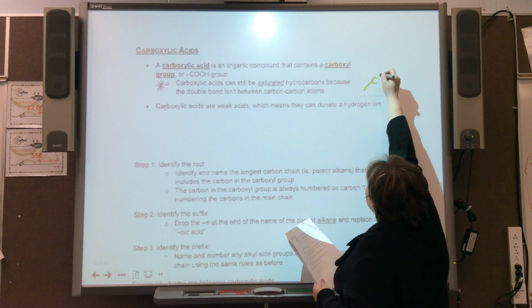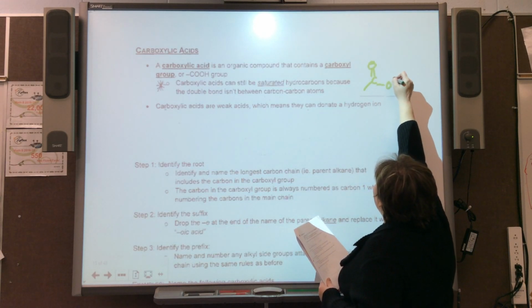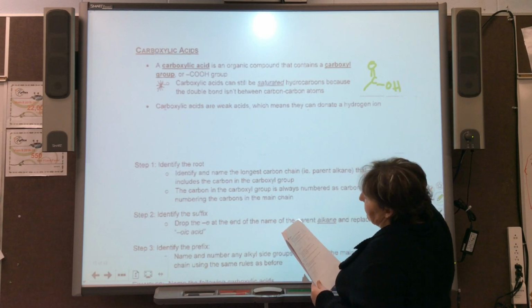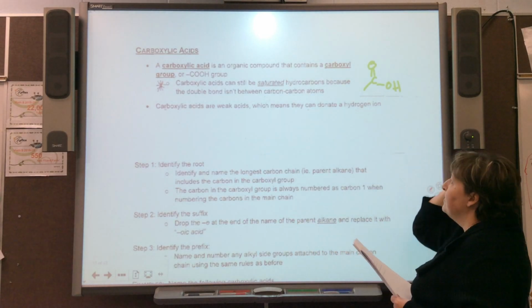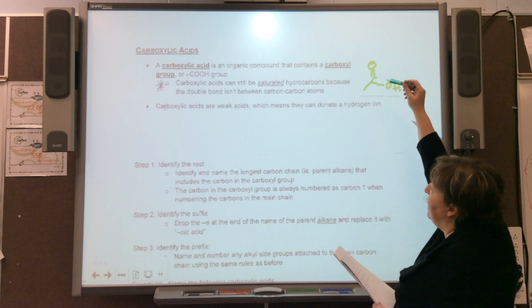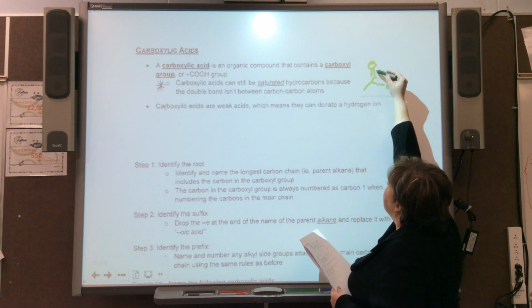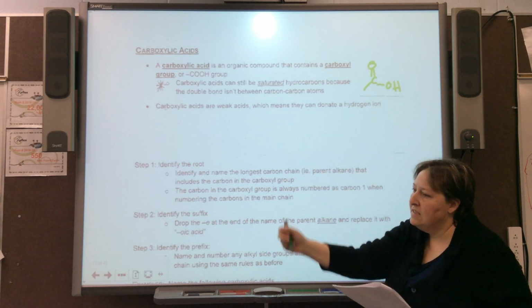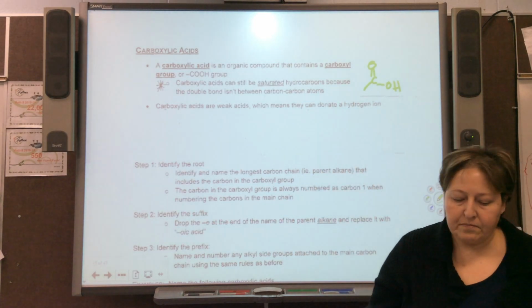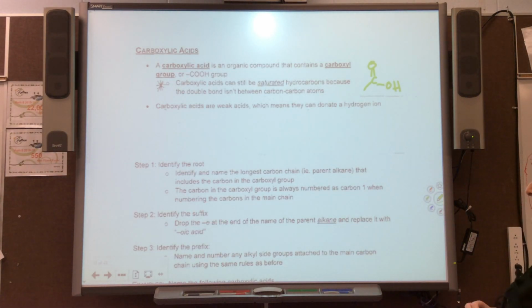So here's your carbon. It's going to be double bonded to an O, and then it's going to have a hydroxyl group off of it. Okay? So COOH. This is what it's saying, where the double bond here isn't between carbon-carbon atoms. This is the double bond here. COOH. Okay? They're weak acids, which means that they donate the hydrogen.